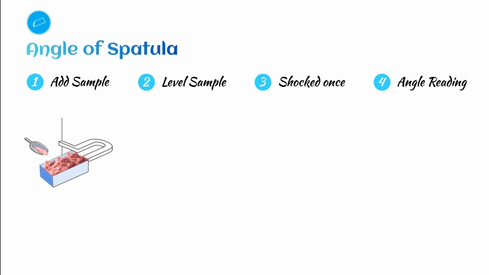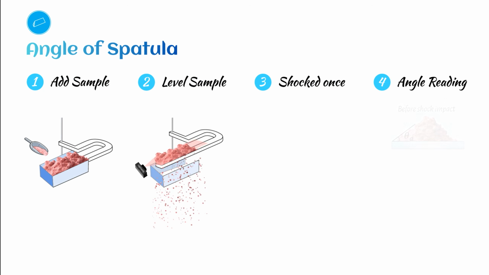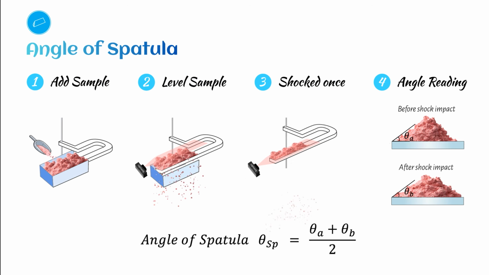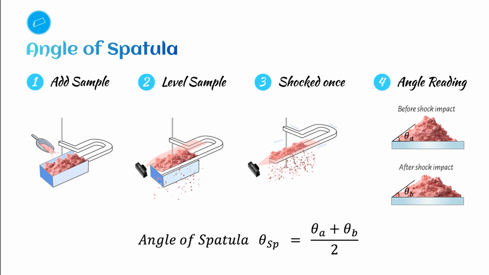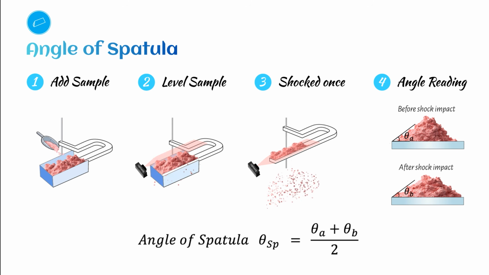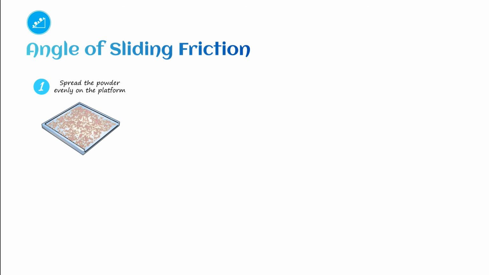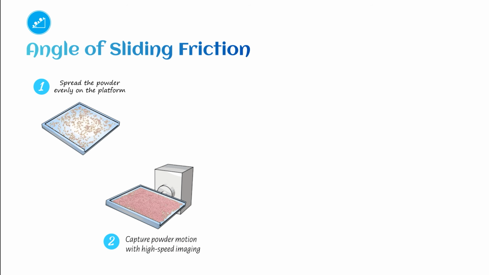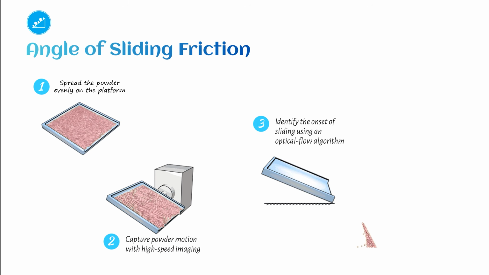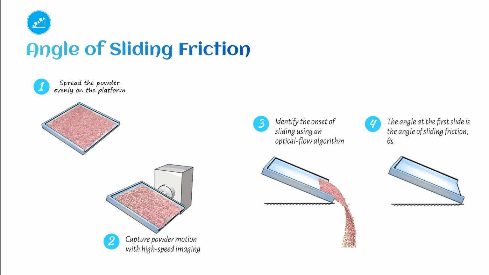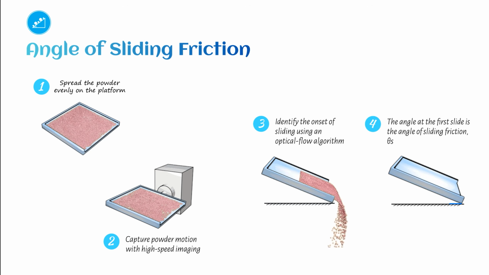Another way to look at powder behavior is the angle of spatula. Here, the powder is lifted on the spatula, and the angle is measured before and after a controlled shock. The average of these two angles gives us the angle of spatula. While this reflects powder-to-powder interactions, we can also look at how the powder interacts with a surface. That brings us to the angle of sliding friction. As the platform gradually tilts, we identify the point where the powder first begins to slide.